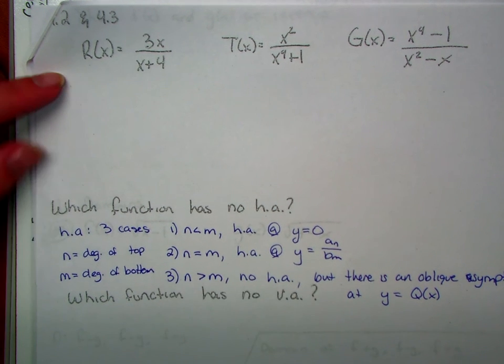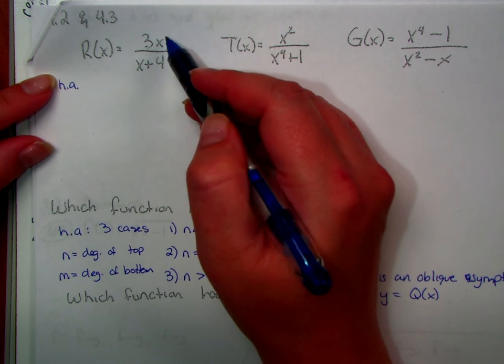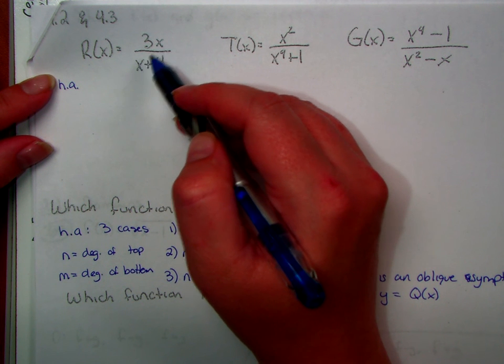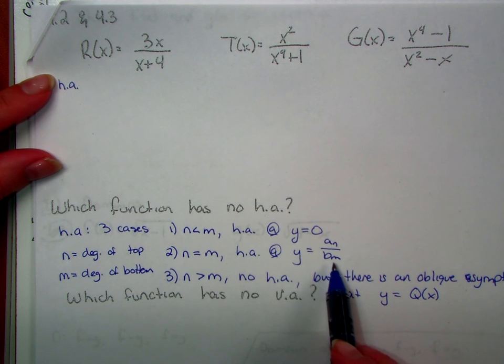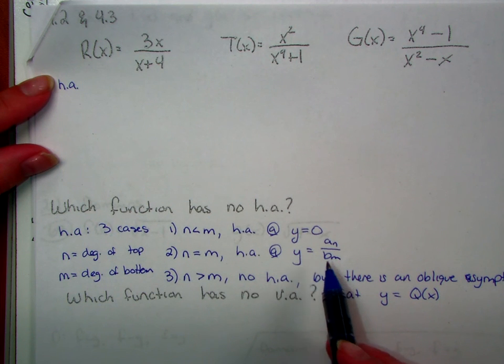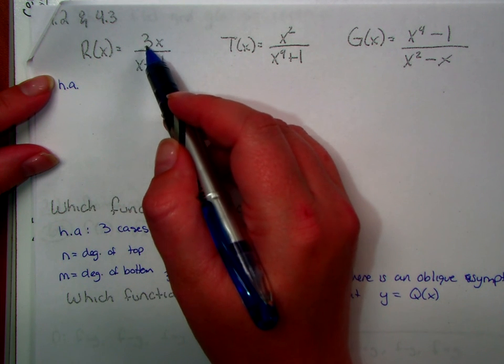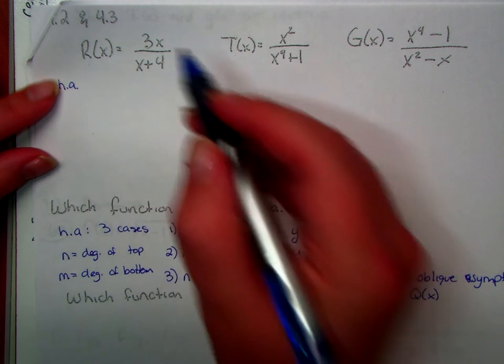So in R's case, the top degree is a 1, right? Because 3x is understood to be x to the 1. The bottom degree is also 1. So the degrees are equal, right? If the degrees are equal, the horizontal asymptote is at a ratio of the coefficients. The leading coefficient of the top is 3, and the leading coefficient of the bottom is 1.